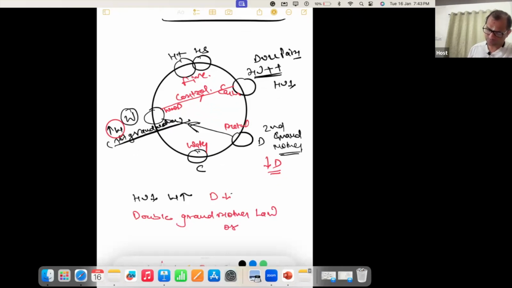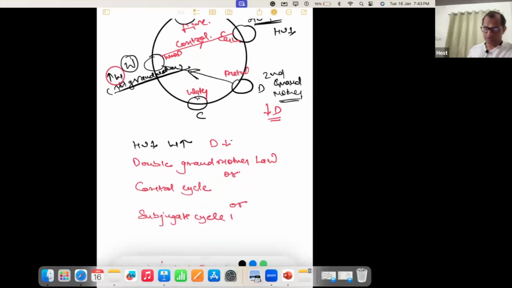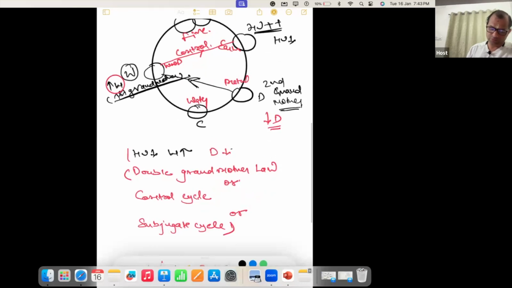Or treatment by control cycle, or treatment by subjugation cycle. Subjugate means control. Right? So the final formula will be humidity sedation, wind tonification, dryness sedation.